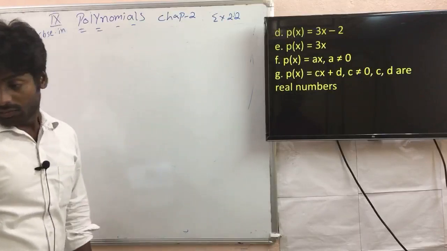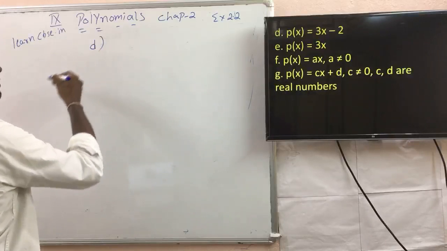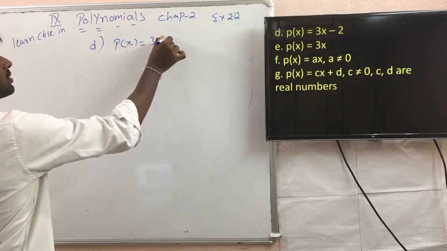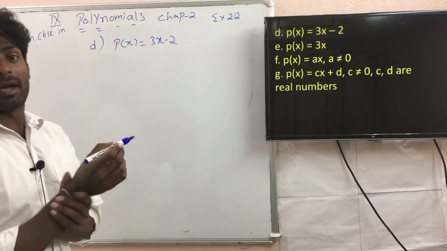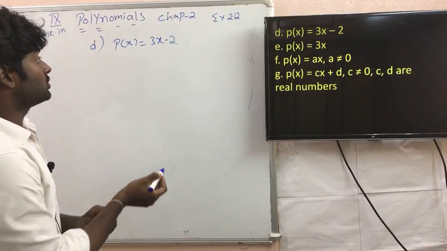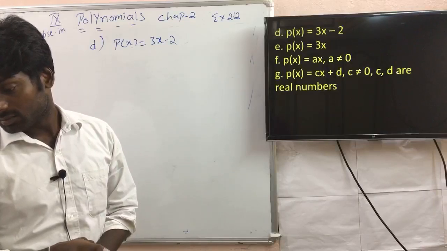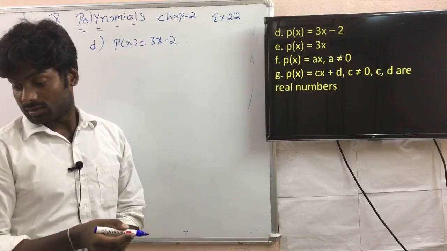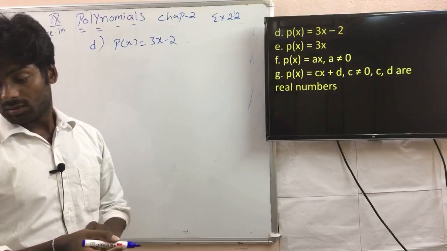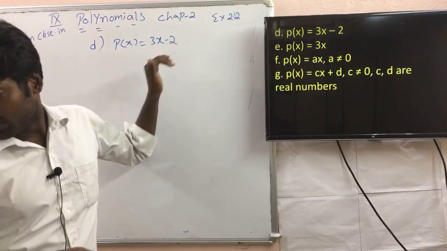We can move to the next one. p of x equals 3x minus 2. What is the answer? 2 by 3 is the correct answer, Shivam.